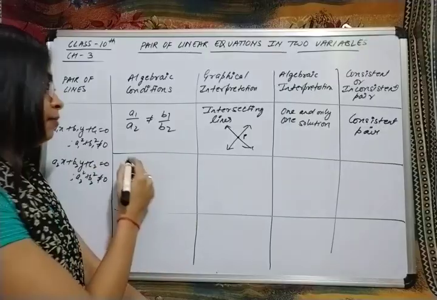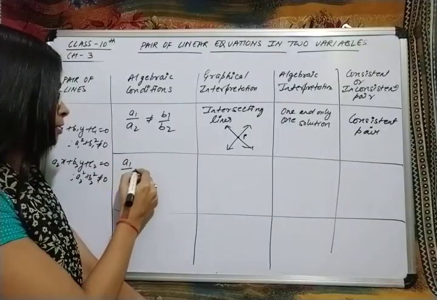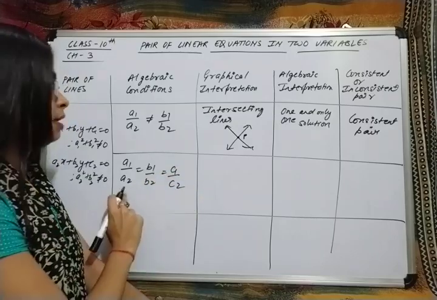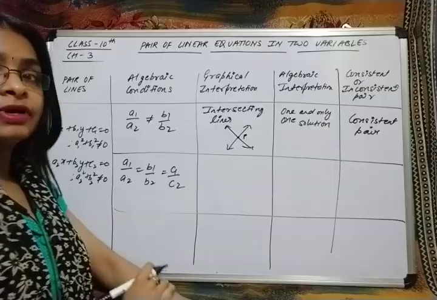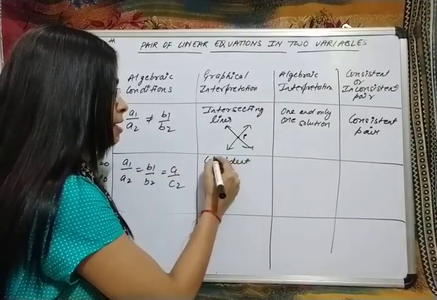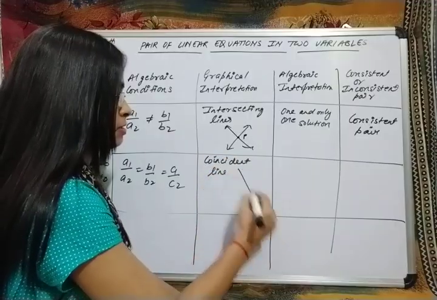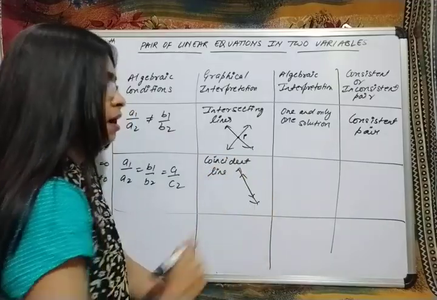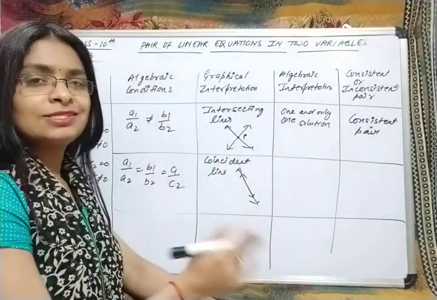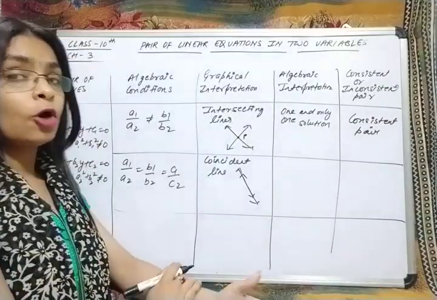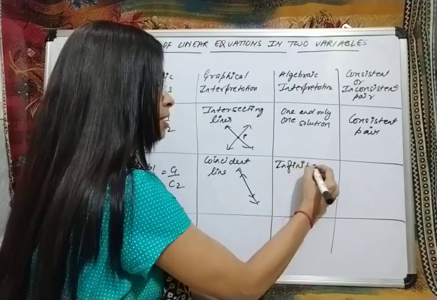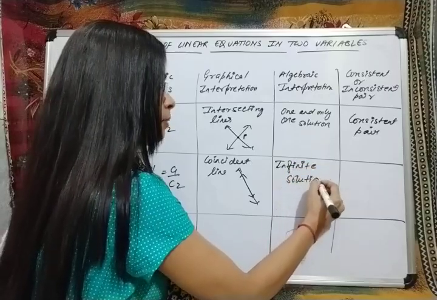Now the next condition I am taking. Next is a1 upon a2 is equal to b1 upon b2 is equal to c1 upon c2. Here all the ratios are equal. When the ratios are equal, we are getting coincident lines, one over the other, like this. This is one line and over this another line. That is, we are getting only a single line, but we represent it by 4 arrows just to differentiate. Coincident lines. And here how many solutions are we getting? We are getting infinite solutions.